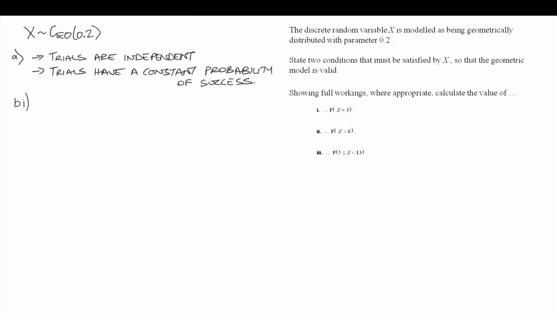In part B, we're asked to find the probability that x equals 3. Well, x is the number of attempts before we have our first success. So if it's 3 attempts before our first success, that means that the first 2 attempts were both failures. So we're going to find the probability of 2 failures followed by a success. 0.8 squared times 0.2, and that gets us 0.128.